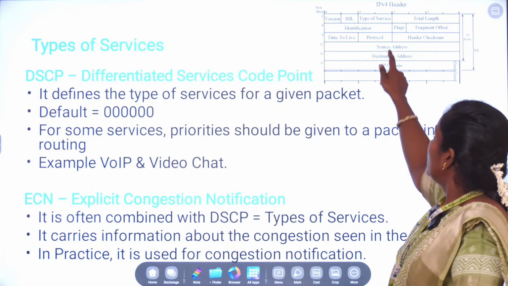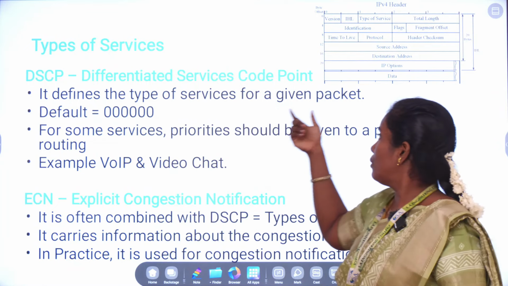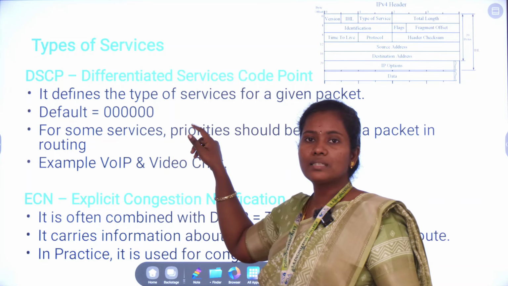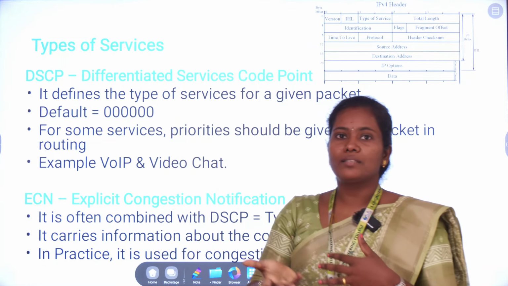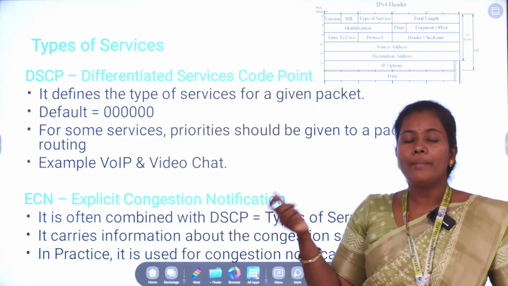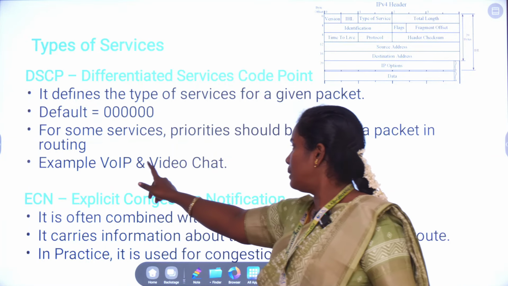In this 8-bit field, the first 6 bits are occupied by DSCP. It defines the type of service for a given packet. By default it contains six 0s, that is, no priority is given to the packet. If a priority is given by the service, routing will happen based on the priority. For example, voice over IP and video chat.